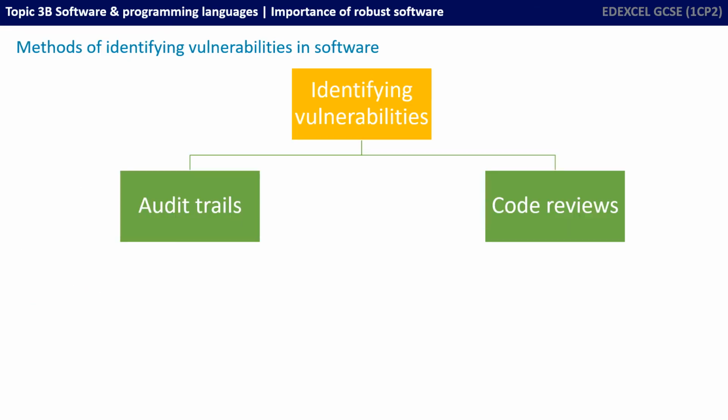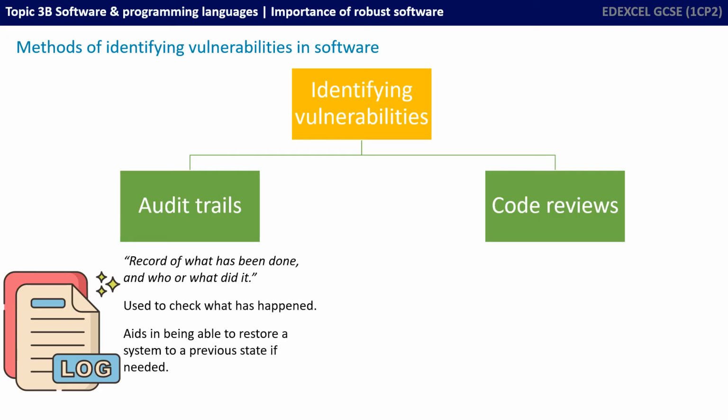At GCSE, you also need to know methods of identifying vulnerabilities in software, and two are specifically mentioned in the spec, and that's the use of audit trails and code reviews. Let's have a look at those now.